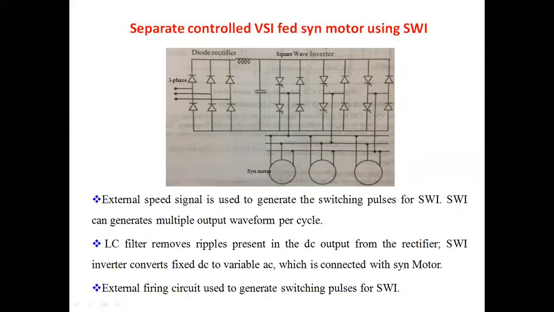Next one, separate control of synchronous motor drive using square wave inverter. Same as the previous block diagram, only the change is a square wave inverter. The square wave inverter can generate a single stepped output voltage waveform per half cycle. It's connected with a synchronous motor drive. Here also we are controlling multiple synchronous motor drives. The reason is it's a separate control mode.